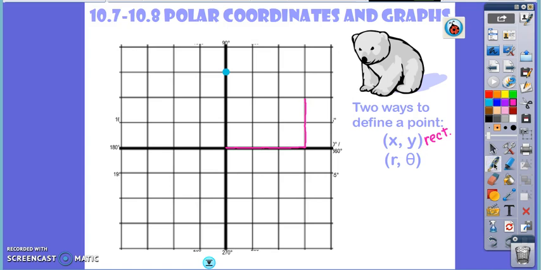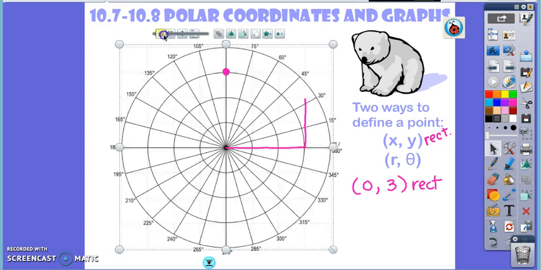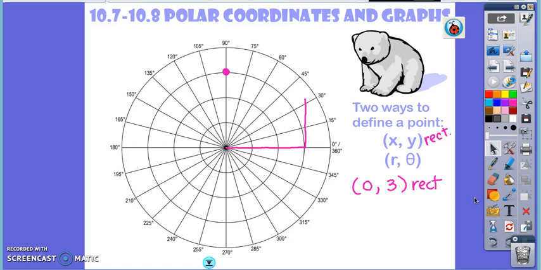And so let's talk about the point. Do you see that point I have graphed up here? What point is that in rectangular XY coordinates? 0, 3, X, Y in rectangular coordinates. Now if I switch to my other coordinate plane, now we're talking about polar coordinates. So now I want you to think about a radius and an angle at which that point lies.